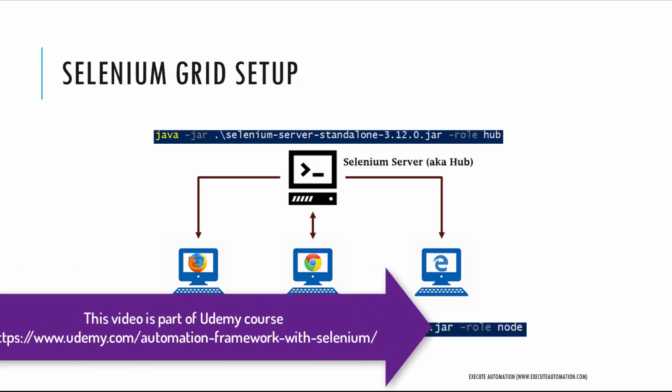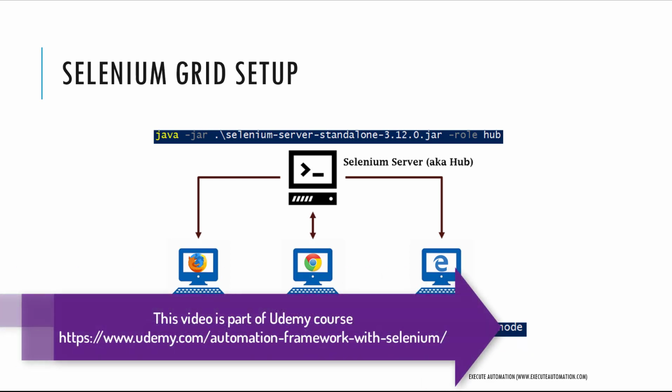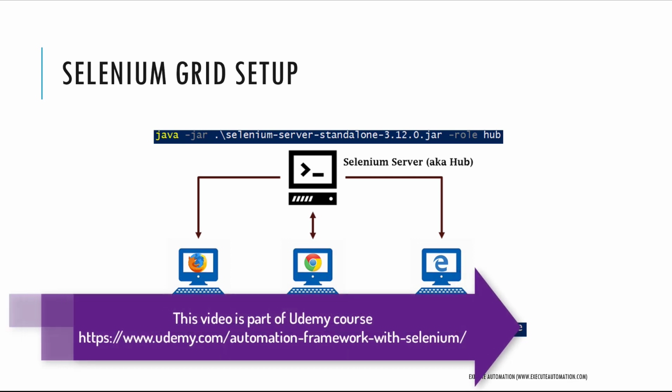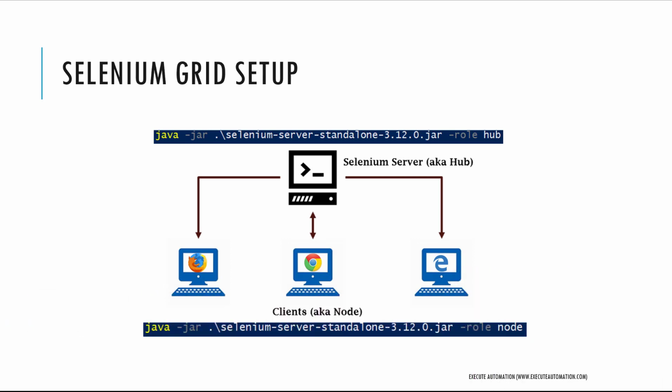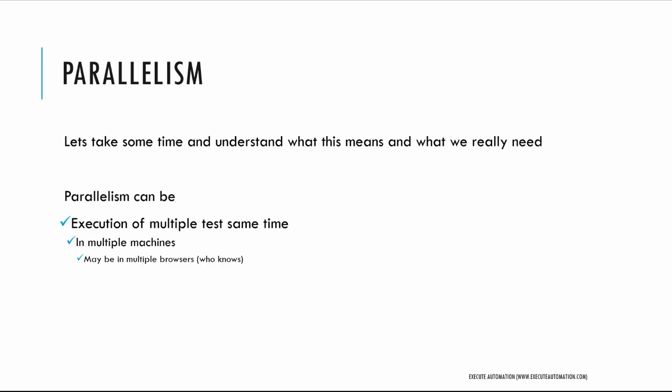And the command to make the Selenium run as a hub or a node is this: java -jar, and then just specify the jar file and specify the role as hub, then it becomes a hub. And if you specify the role as node, then just specify -role node. That's it. So your test will start running within the Selenium hub and node setup, otherwise called Selenium Grid setup. But let's talk about parallelism.